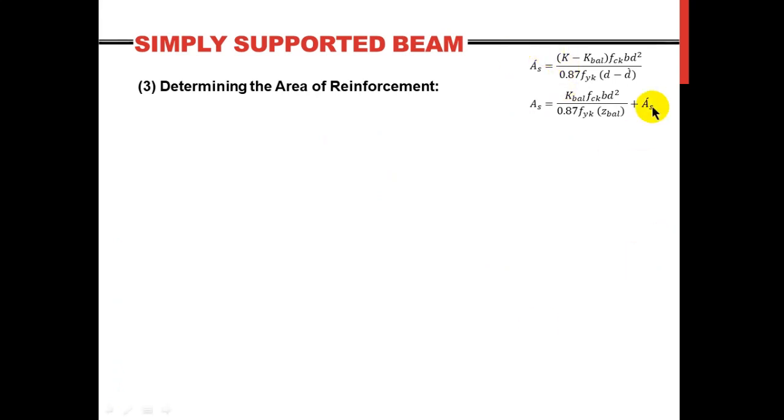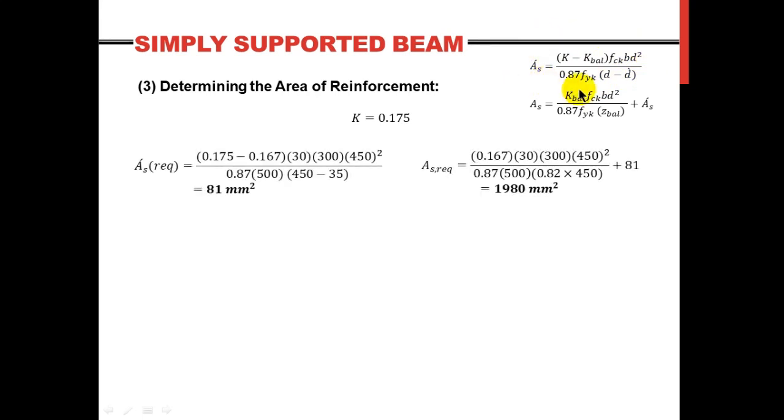Now, to understand how we derive this, I'm not going to discuss it here in this video, but I made another video for the doubly reinforced section analysis. You can just check it there in my channel. Anyways, all that I need here is the K. I already determined the K. The K balance is just 0.167. I have the grade of concrete, B, D, everything that I need is in this equation. So I just substitute, and this is what I get.